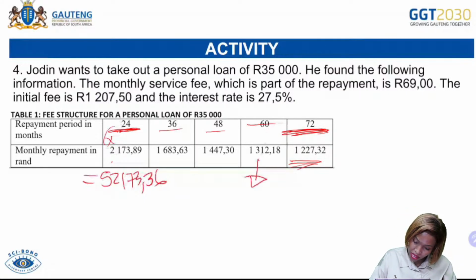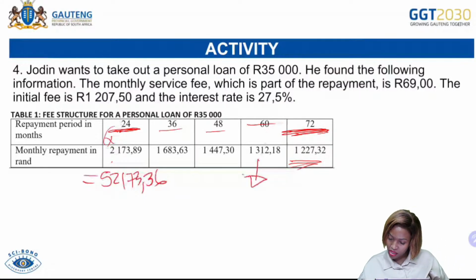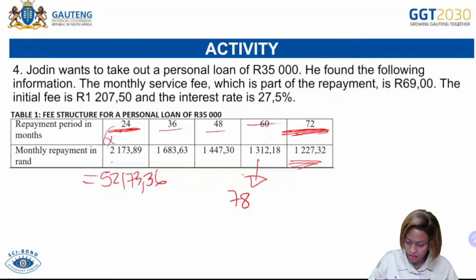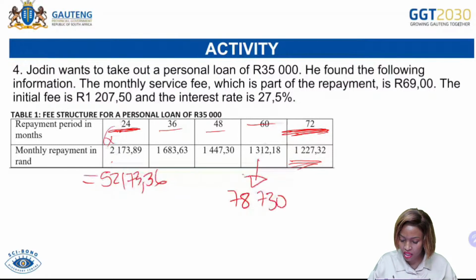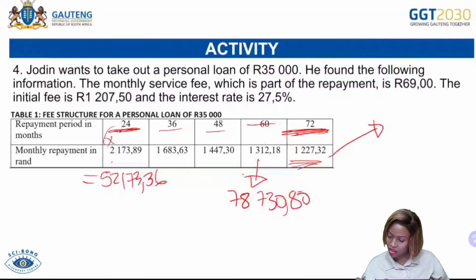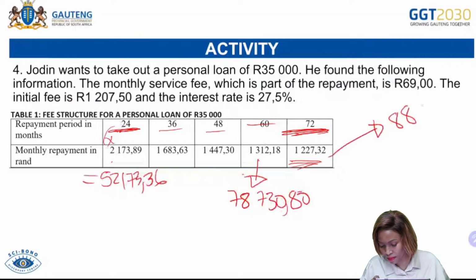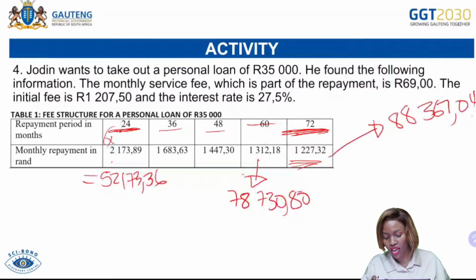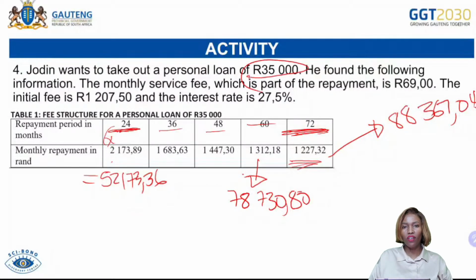Let us check this one for 60 months. You say 60 multiplied by 1,312.18, you would have paid 78,730.80. Let us do this last one, 72 times 1,227.32. The installment is very little, but you would have paid back 88,367.04. That time you only took out a loan of 35,000.